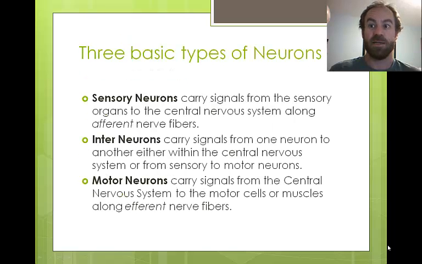There are three basic types of neurons. Sensory neurons carry messages into the central nervous system through afferent nerve fibers. Interneurons are present in the central nervous system and either send signals to other interneurons within the brain or from sensory neurons to motor neurons. Motor neurons carry messages out from the central nervous system to muscles and organs via efferent nerve fibers.